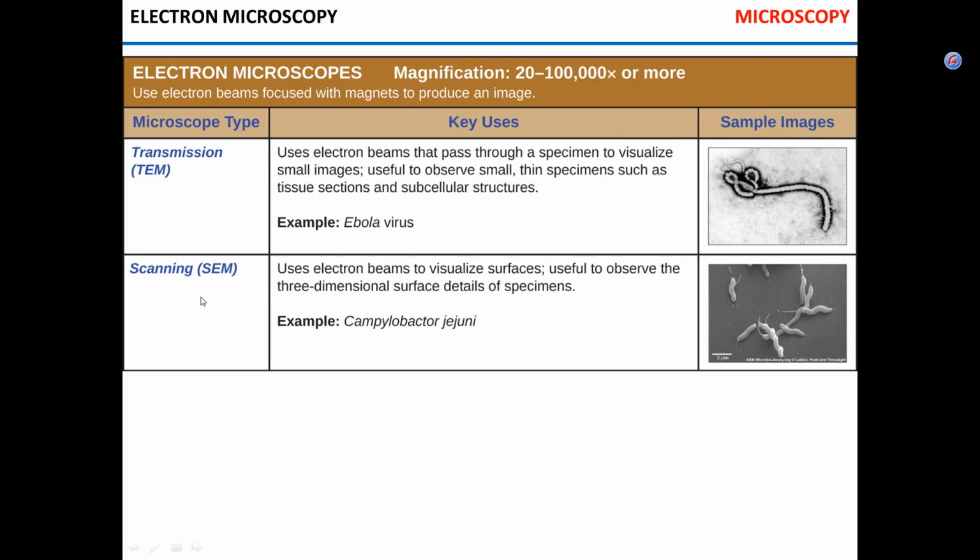Two types that we don't talk about, I'm not going to ask about them: scanning tunneling microscopy, which gives you even better resolution, and atomic force microscopy. Atomic force always stunned me. You can move atoms.